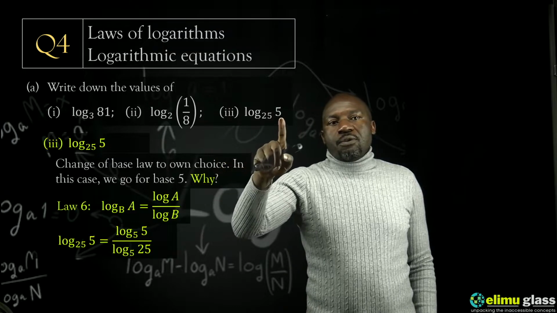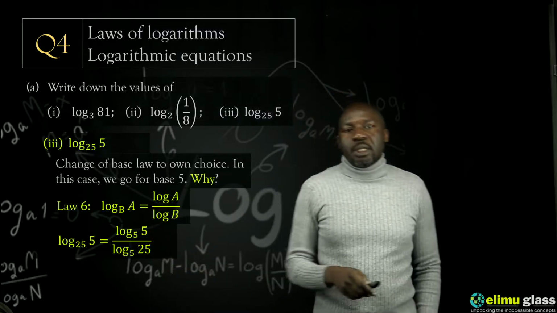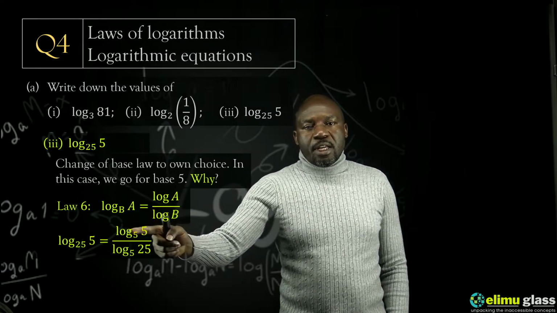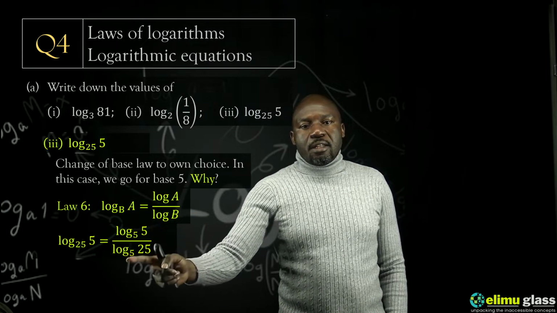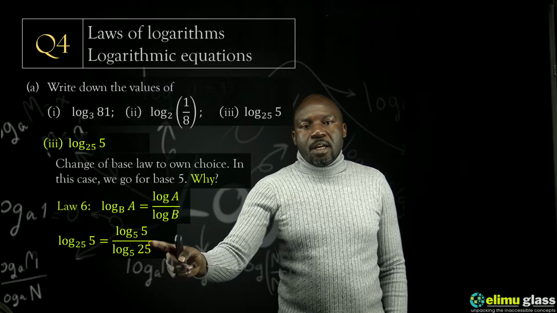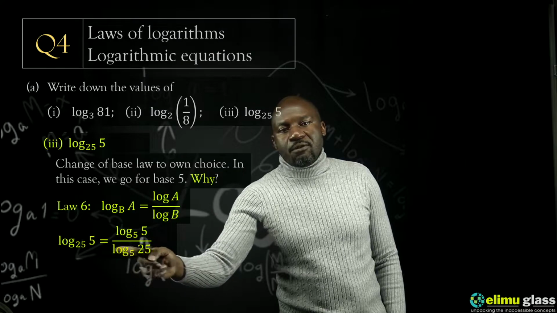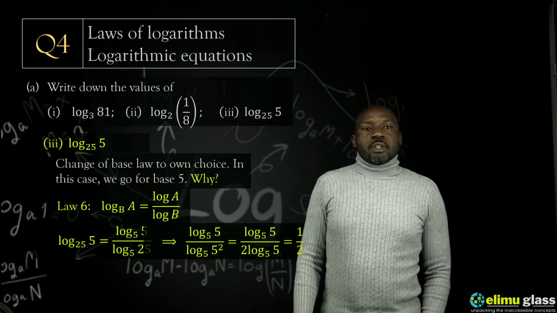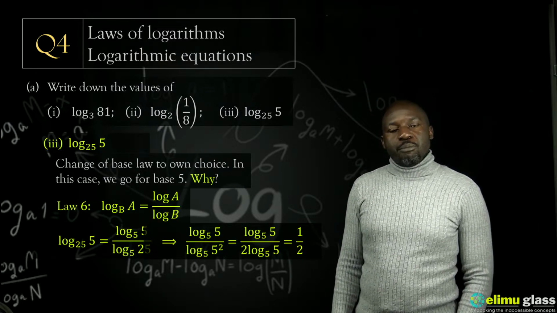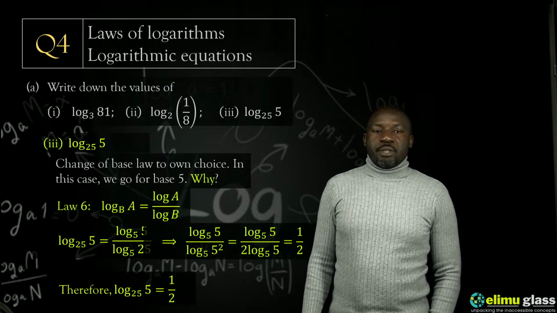So we must take log of 5 divided by log of 25, and the base we choose is base 5. By law number 4, we already know that this one here is 1, and this is 5 squared, so this is 5 power 2. Using law number 3, the power 2 can go to the side, so it's a half log to base 5 of 5. And log to base 5 of 5 is 1, both in the numerator and denominator. That leaves us with a half. So log to base 25 of 5 is simply a half.